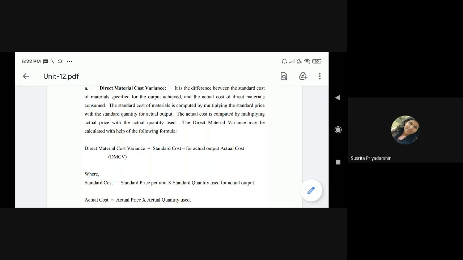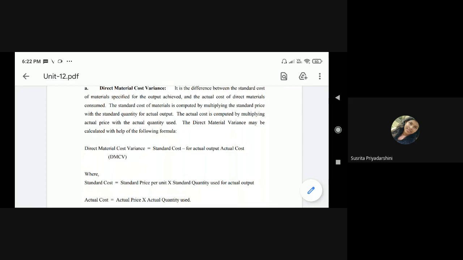Then what is the actual material cost? So actual quantity purchased multiplied by actual price. So this is the actual material cost. So actual quantity multiplied by price per unit, or actual price per unit, gives you the actual material cost. So if the standard cost is greater than actual, then there will be favorable variance.